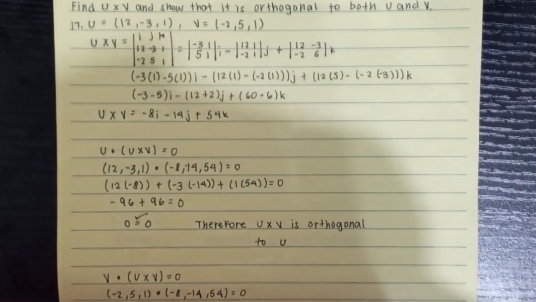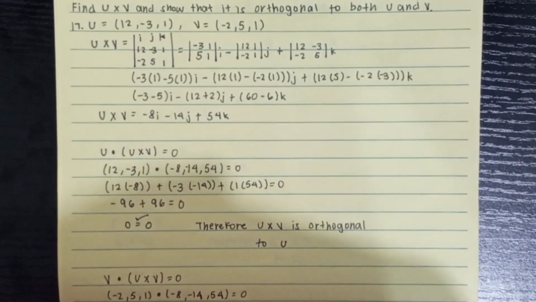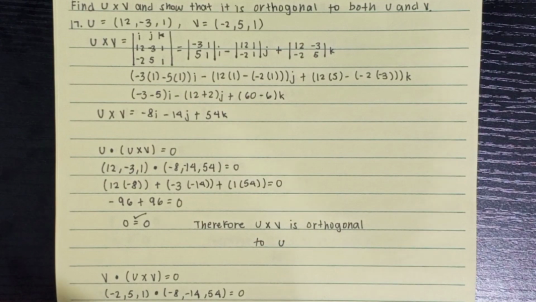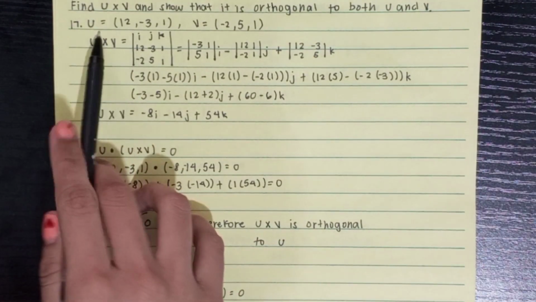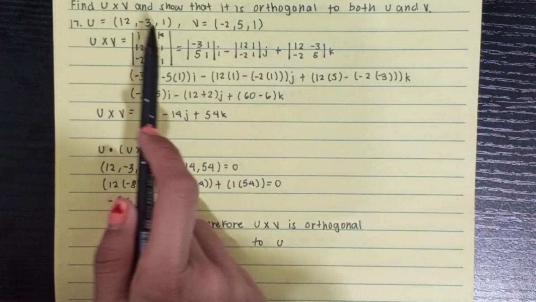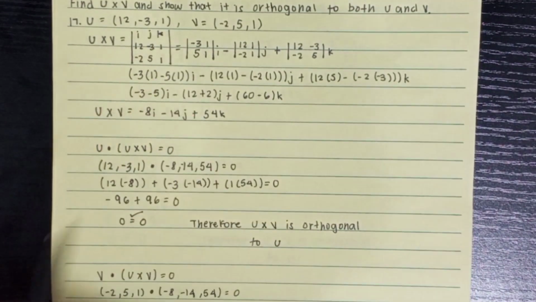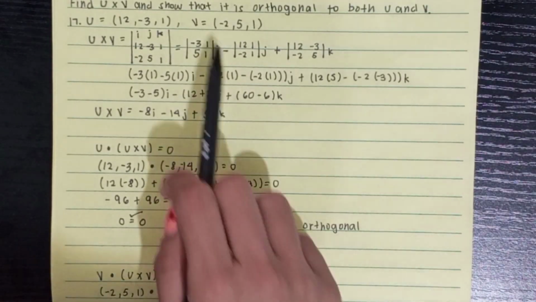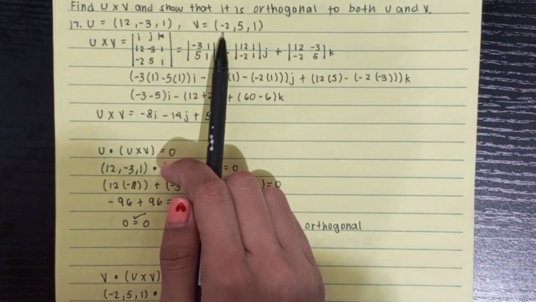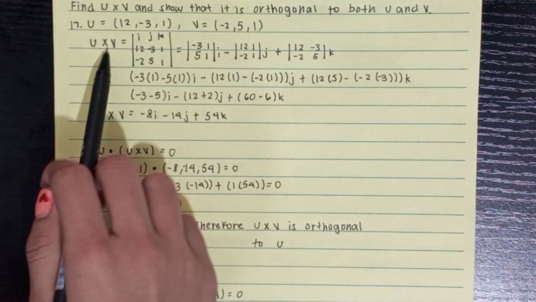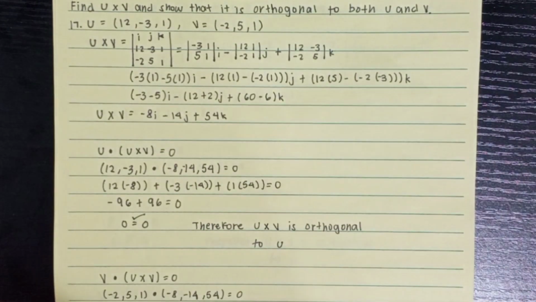Find U cross V and show that it is orthogonal to both U and V. So, given natin is U, or the component of U is equals to 12, -3, and 1. And the component of V, which is -2, 5, and 1. Unang gagawin natin is kukunin muna natin si U cross V dahil wala pa tayong given na ganon.